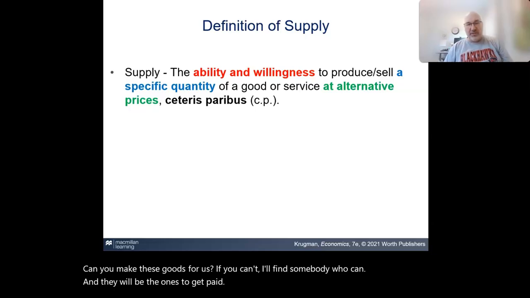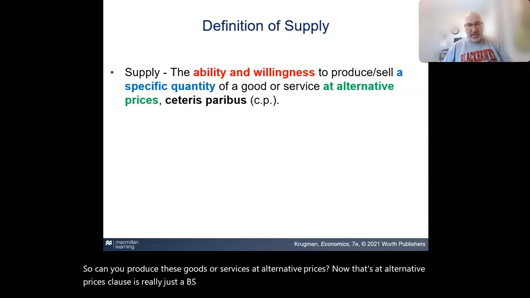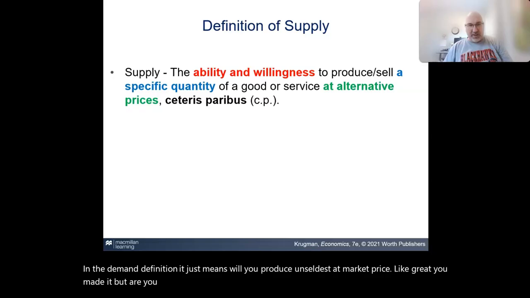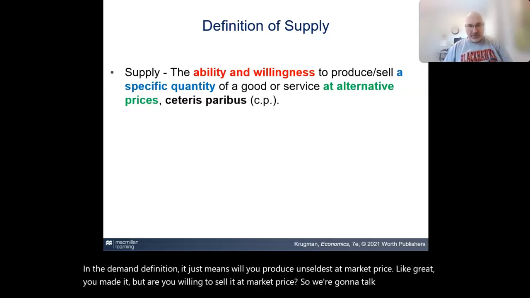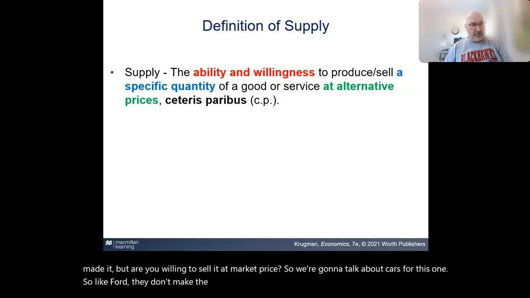So, can you produce these goods or services at alternative prices? Now, this "at alternative prices" clause is really just a throwaway clause. It will also appear in the demand definition. It just means, will you produce and sell this at market price? Like, great, you made it, but are you willing to sell it at market price? So, we're going to talk about cars for this one. Like Ford, they don't make the Ford Focus anymore, but let's go back to the Ford Focus.